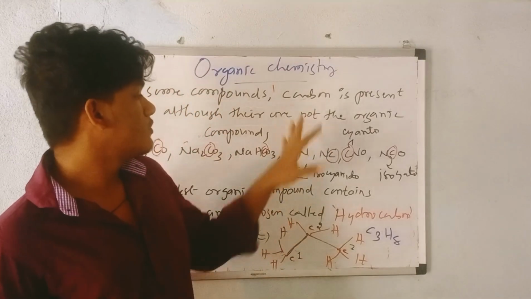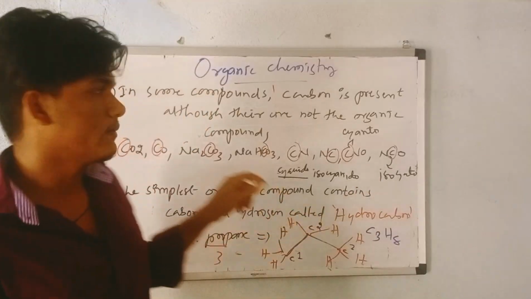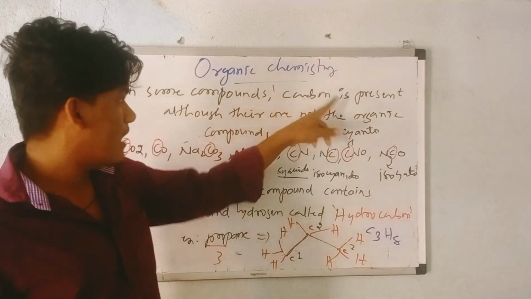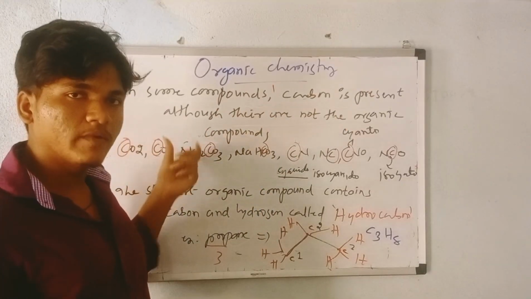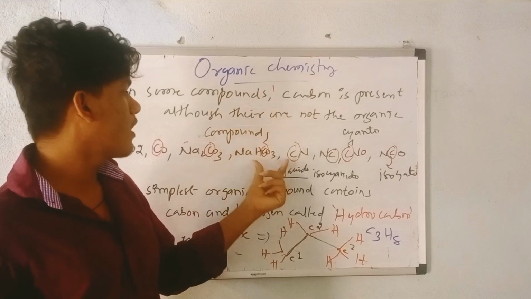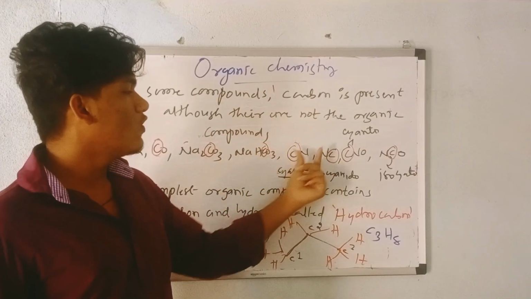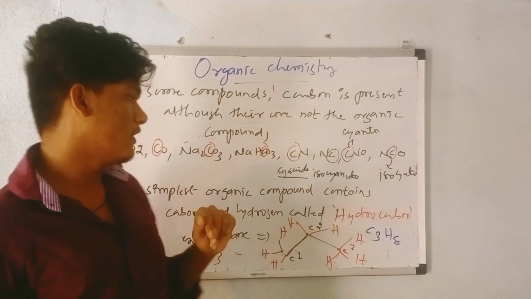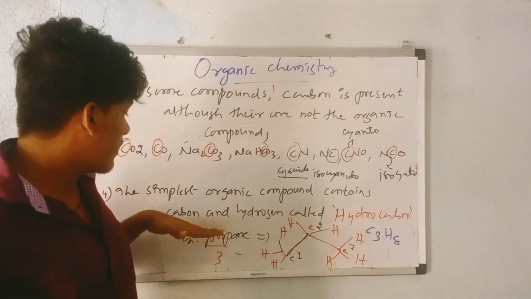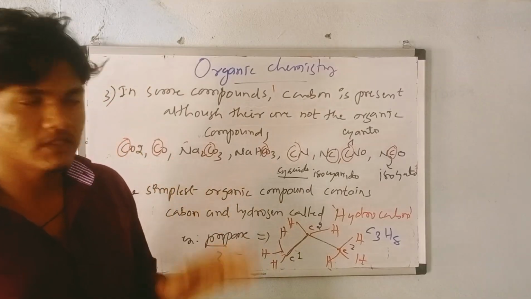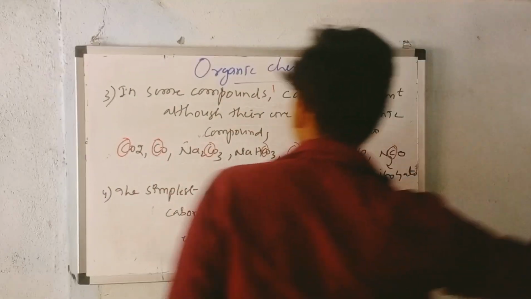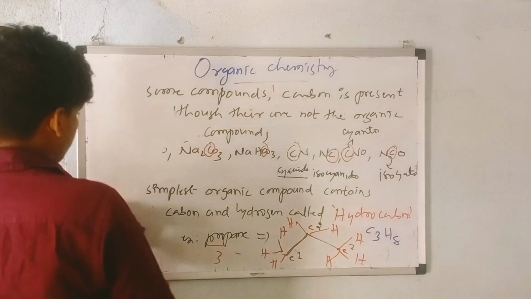This is about a few points regarding organic chemistry. In some compounds carbon is present although they are not organic compounds. Examples: carbon dioxide, carbon monoxide, washing soda, baking soda, cyanate, isocyanate. The simplest organic compounds contain carbon and hydrogen and are called hydrocarbons. Example, propane. Now we go to the fifth point.